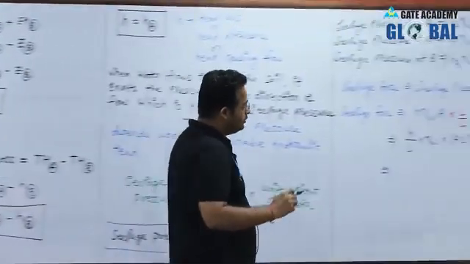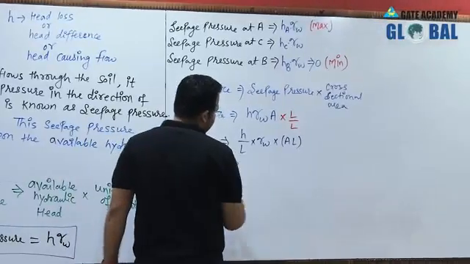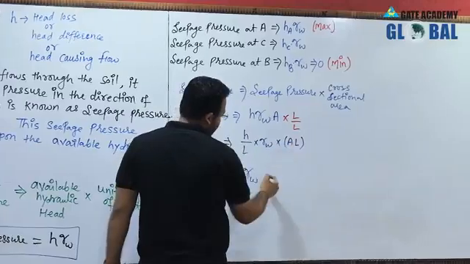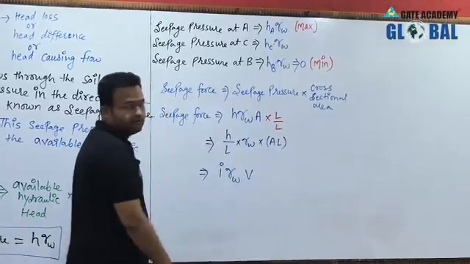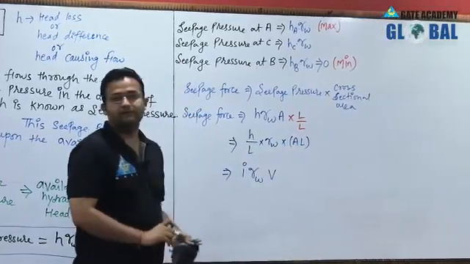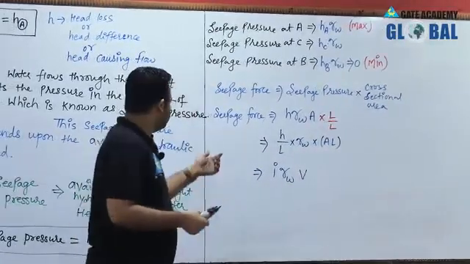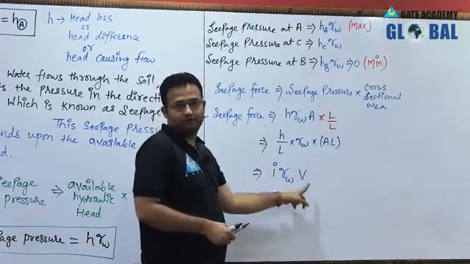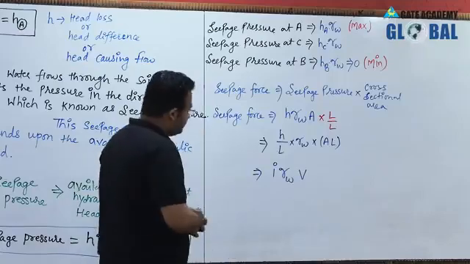So this value will be equal to hydraulic gradient i, this will be gamma W, i gamma W, and AL will be the volume of soil. Cross sectional area into length L will be the volume of soil. So in this fashion we have calculated the seepage force, i gamma W into V. V is the volume of the soil sample.